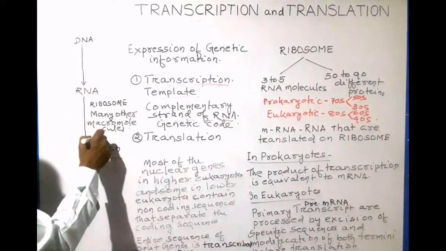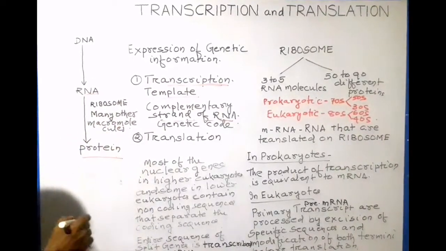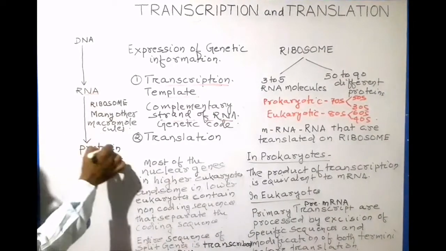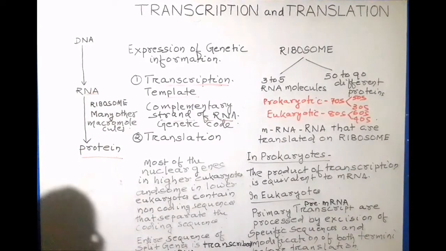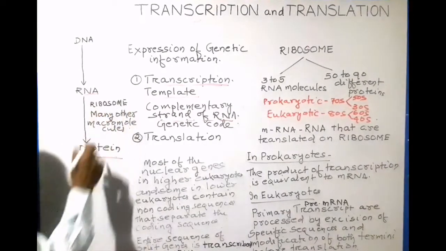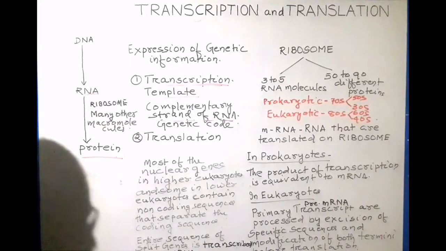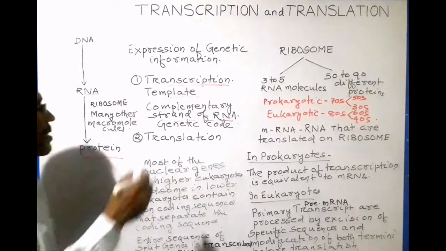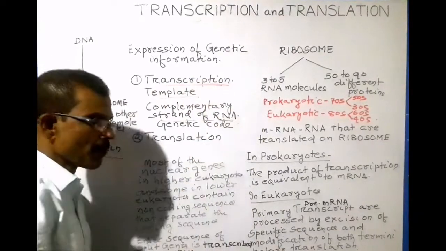Second step is known as translation. In the process of translation, genetic information is transferred from RNA to protein. The process of translation requires a macromolecular machine known as ribosome. In addition to ribosome, many other macromolecules also participate in the process of translation. First, we shall discuss about transcription.